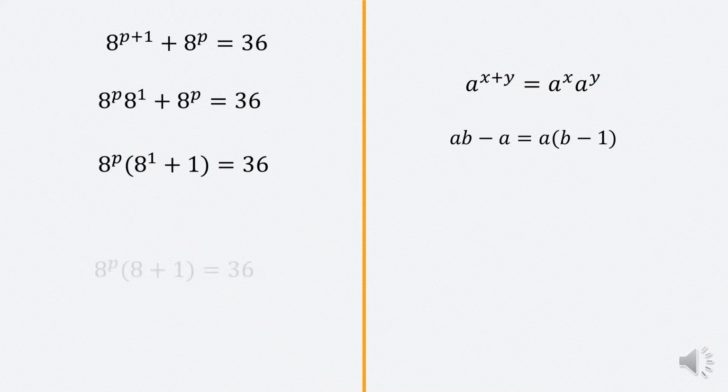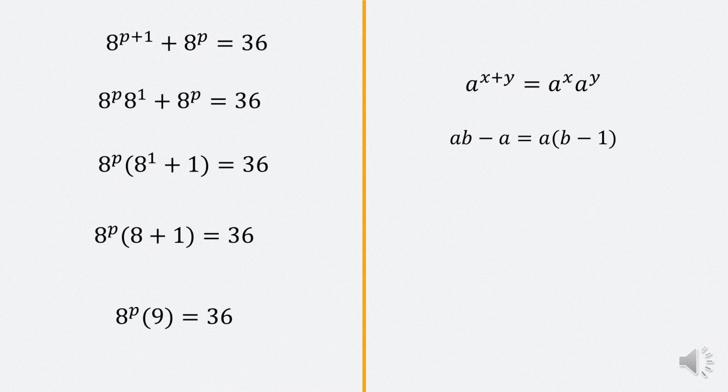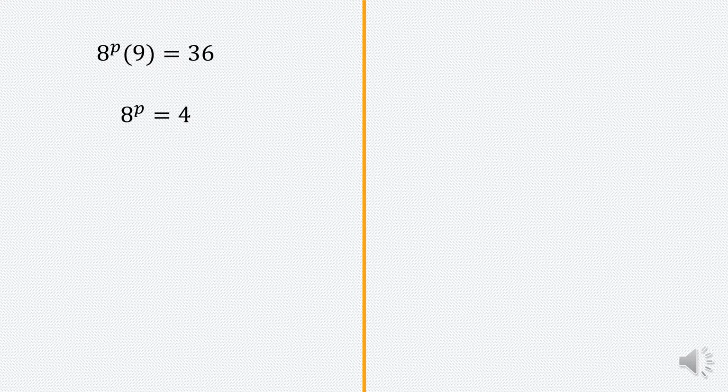Now we simplify what's in the brackets, and we get 8 exponent p times 9 equals 36. So the next thing to do is we are going to divide through by 9. We get 8 exponent p is equal to 4.